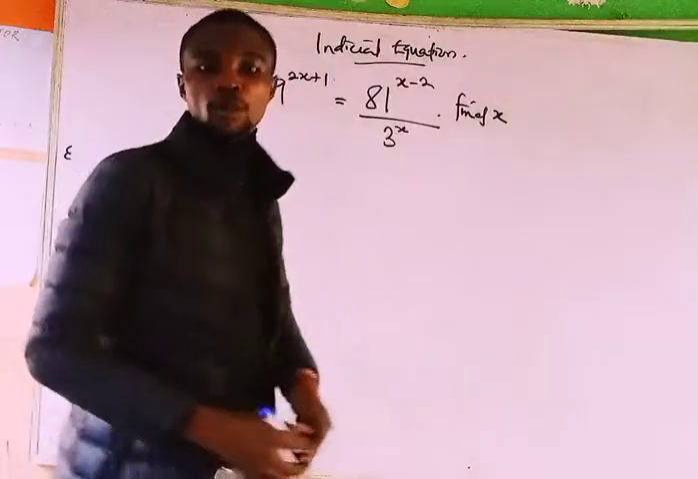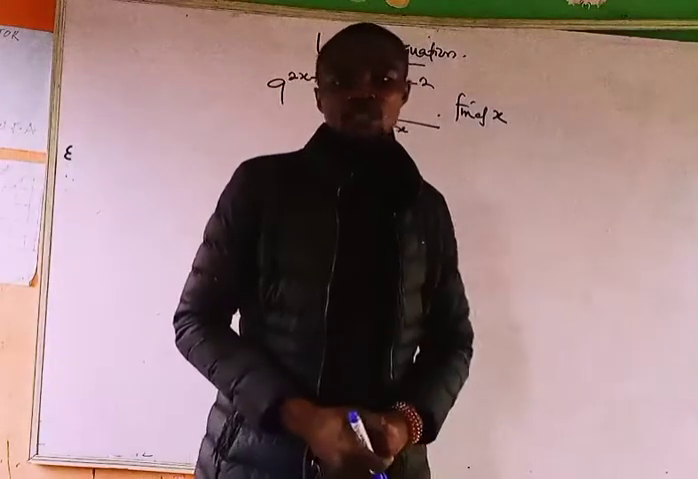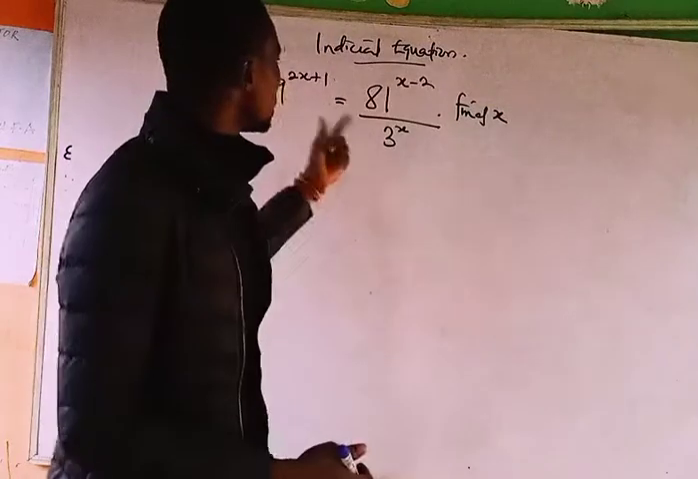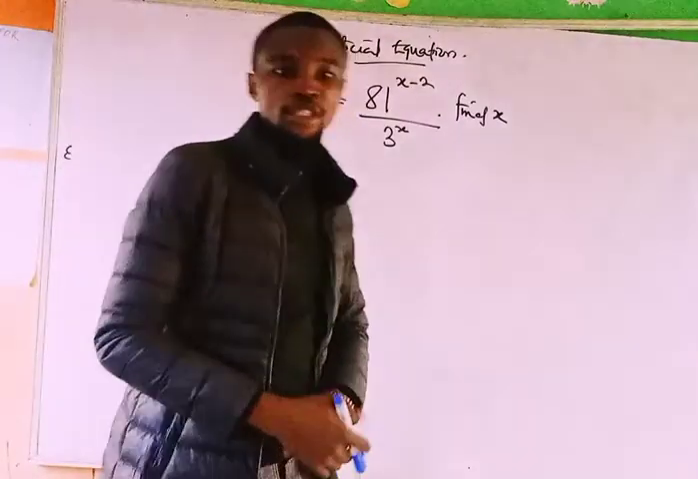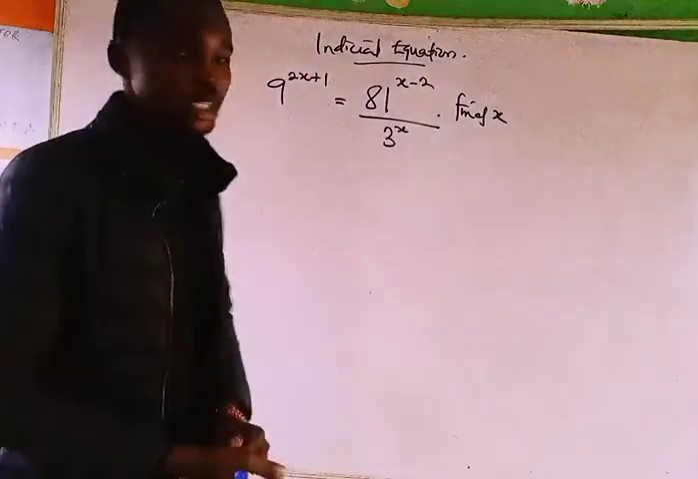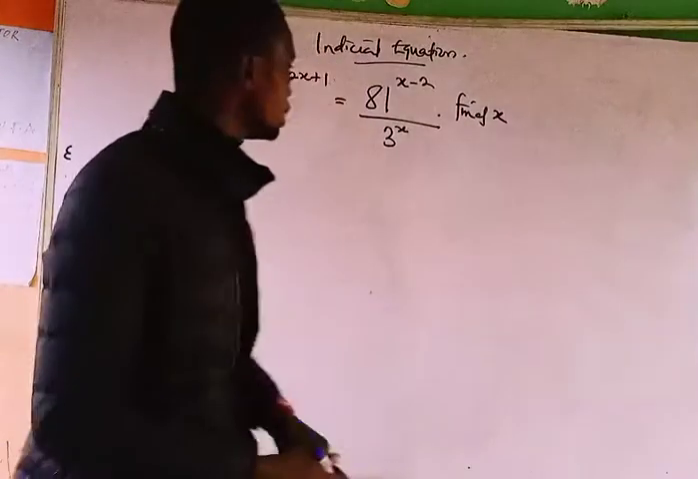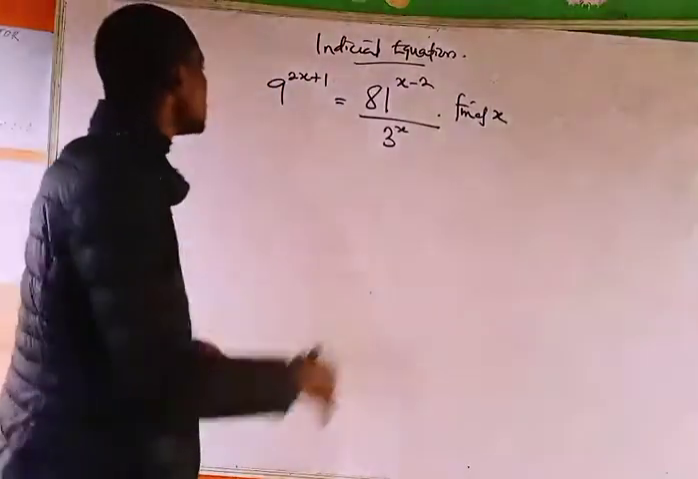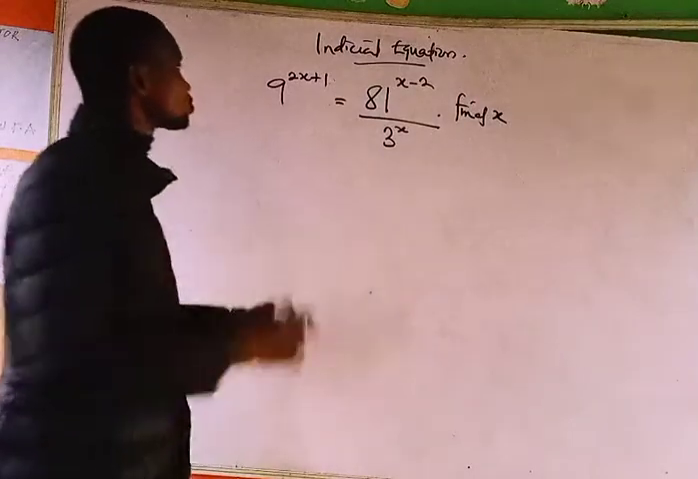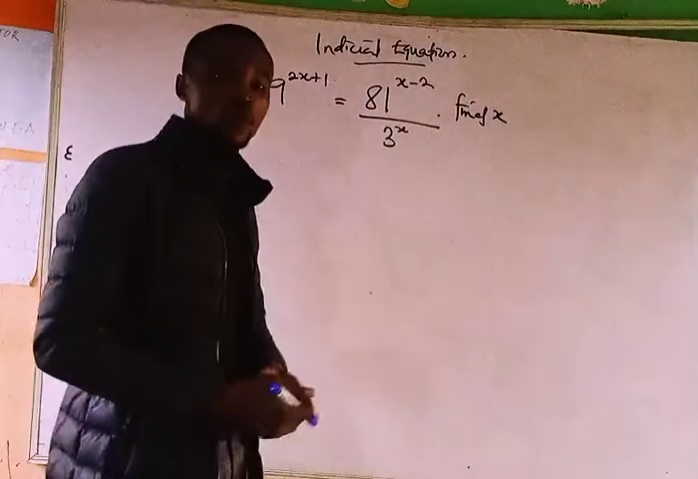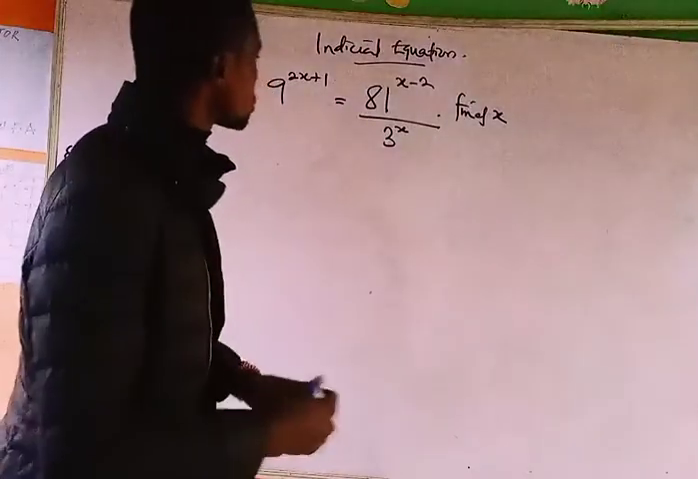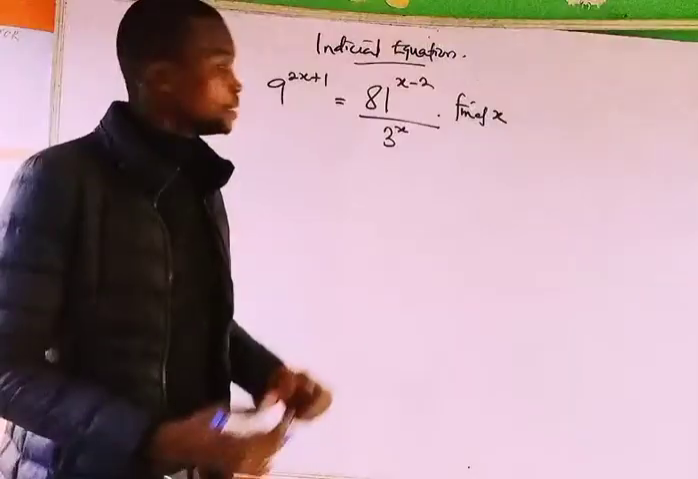Alright, welcome once again to my online mathematics class, and we are still in the section of indicial equation. We are still treating this topic, indicial equation. I have another question in another format which says 9 raised to the power 2x plus 1 is equal to 81 raised to the power x minus 2 all over 3x.